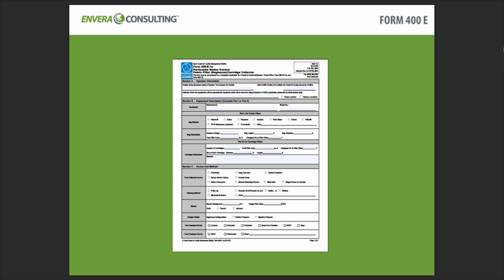And then this is a Form 400E. Now, this is an example of a Form 400E. Form 400E is actually a group of forms that are organized by equipment type. And when filling out Form 400E, you'll have to go through all the forms and select the one that describes your equipment and then fill out the form accordingly. The data that goes on a Form 400E is related to equipment and provides the district with very specific information about the equipment being permitted.